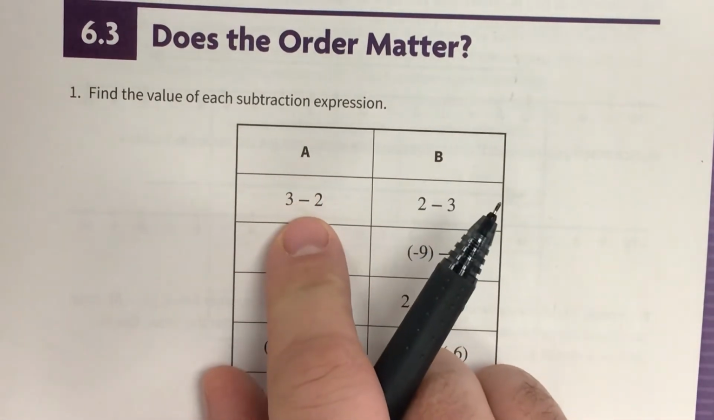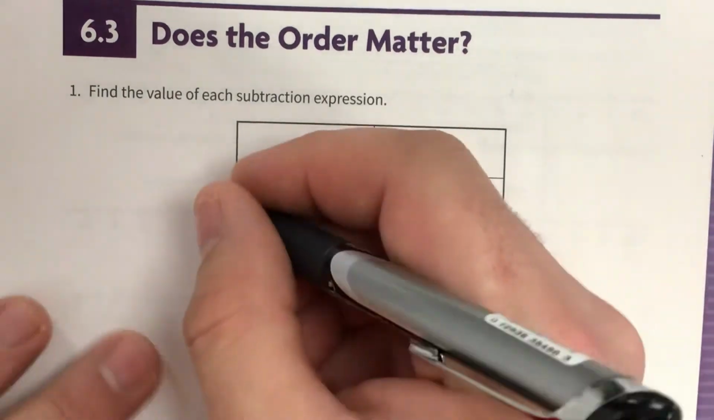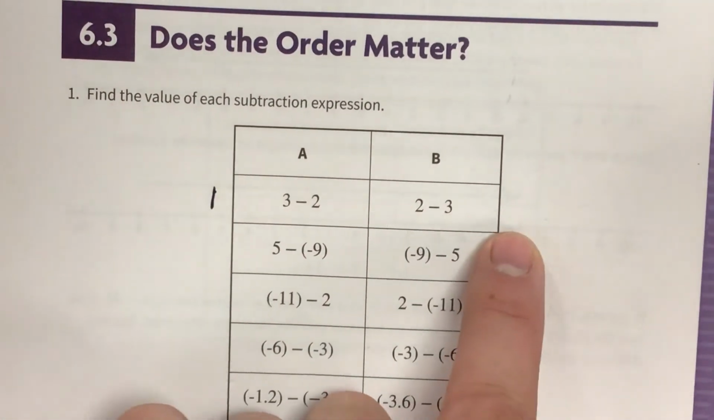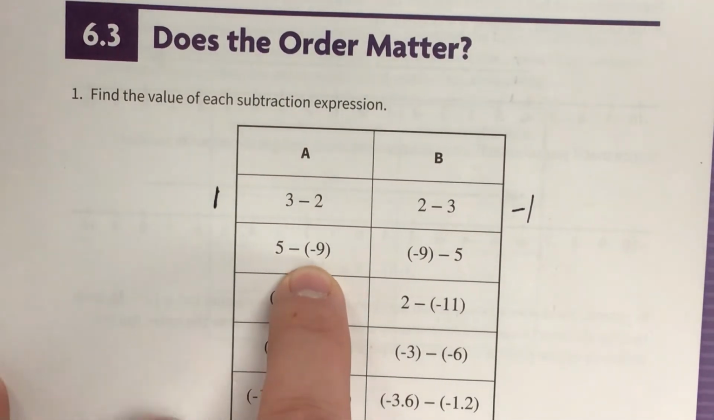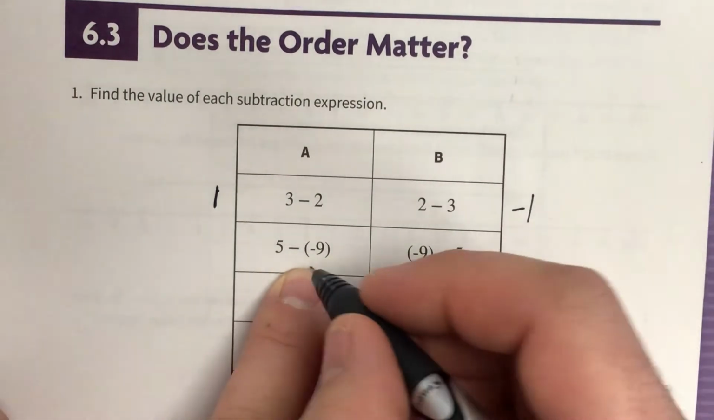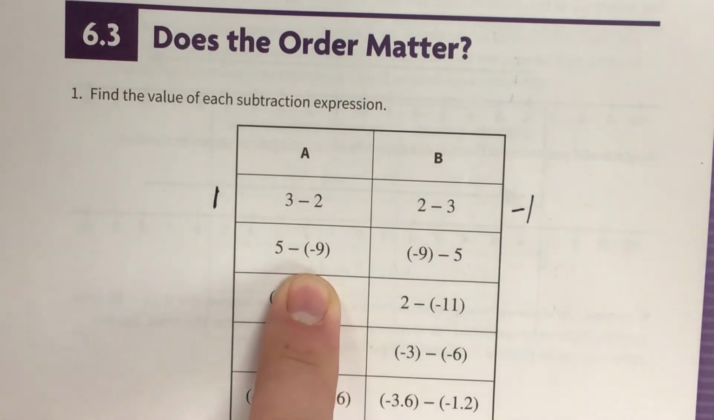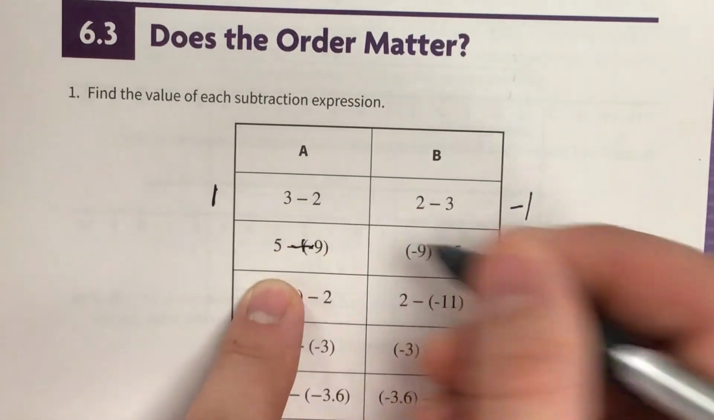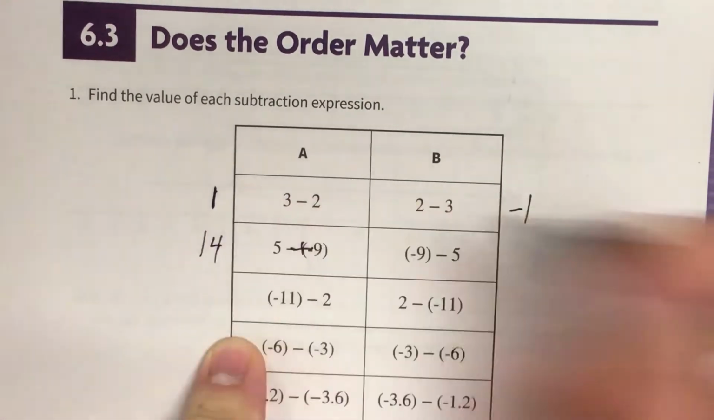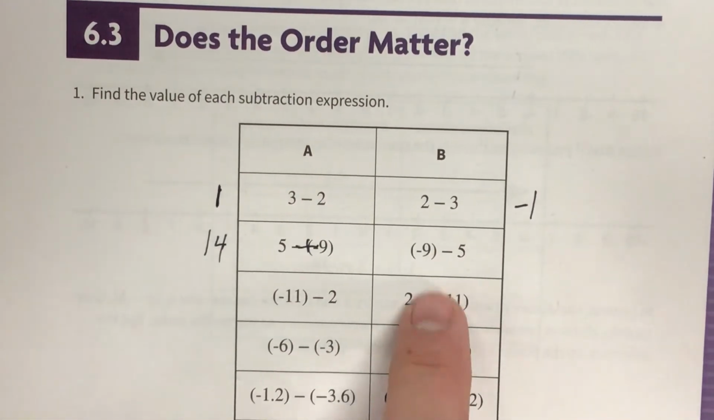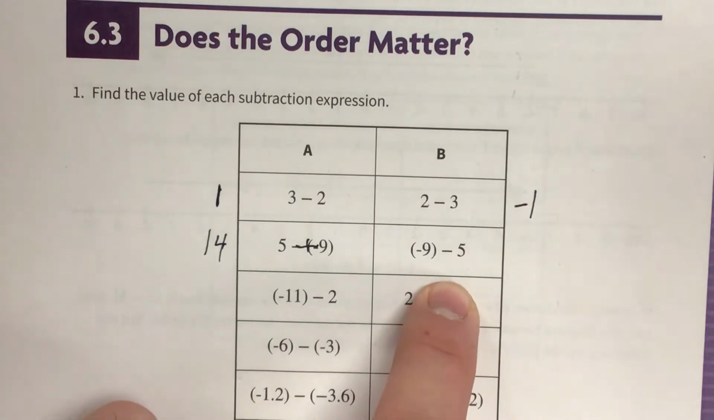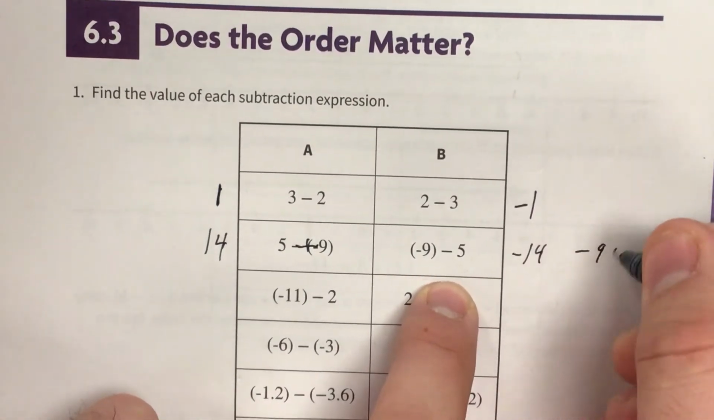What is 3 minus 2? 1. What is 2 minus 3? Negative 1. What is 5 minus a negative 9? Remember, two negatives in a row, what does that change to? It changes to a plus. That's 14. Negative 9 minus another 5. Negative 14. Remember that is the same as this.